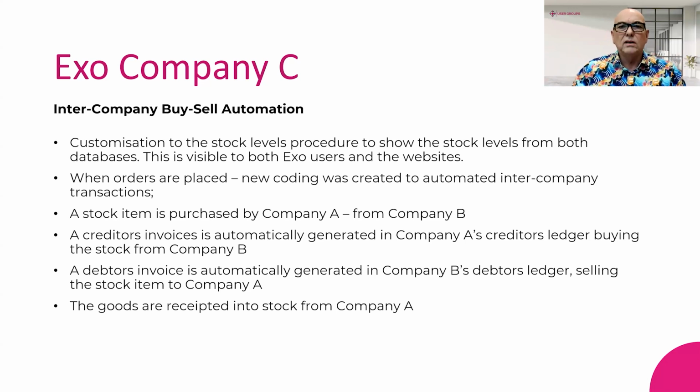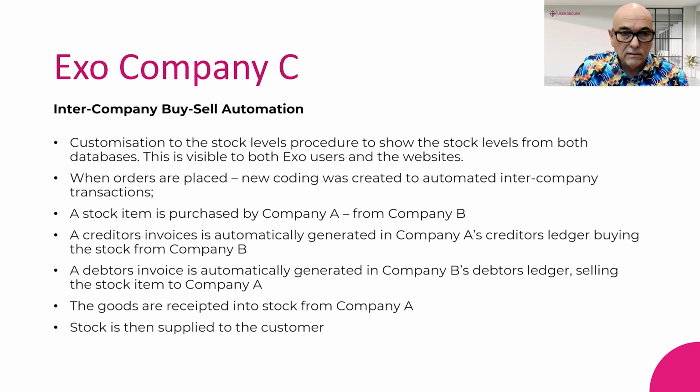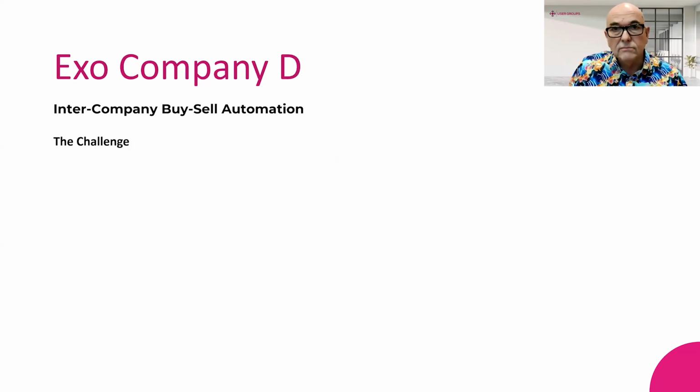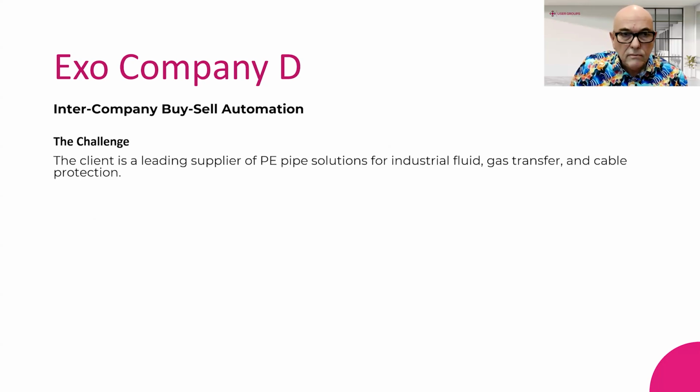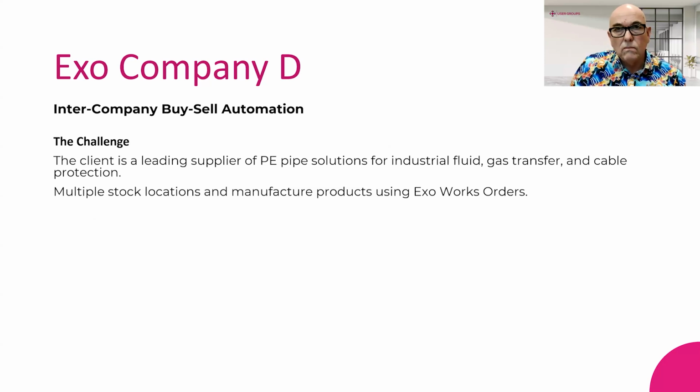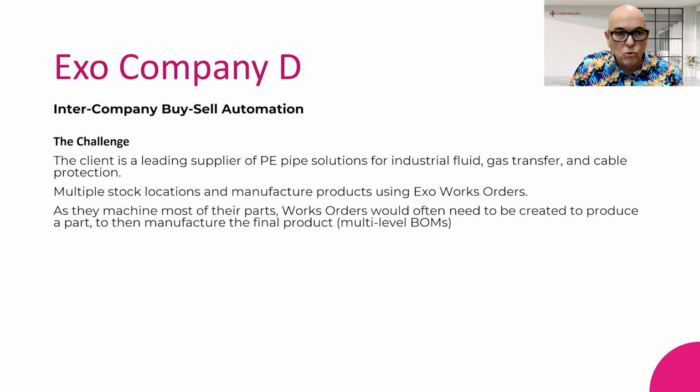If it's a purchase by one, a creditor invoice is generated automatically into that system, and the receipting of the stock, etc., is an automation, and the debtor's invoice is charged to the other, and vice versa. And the stock goes out. Nice. Okay. Now this one is a bit more technical, so we'll go quickly.